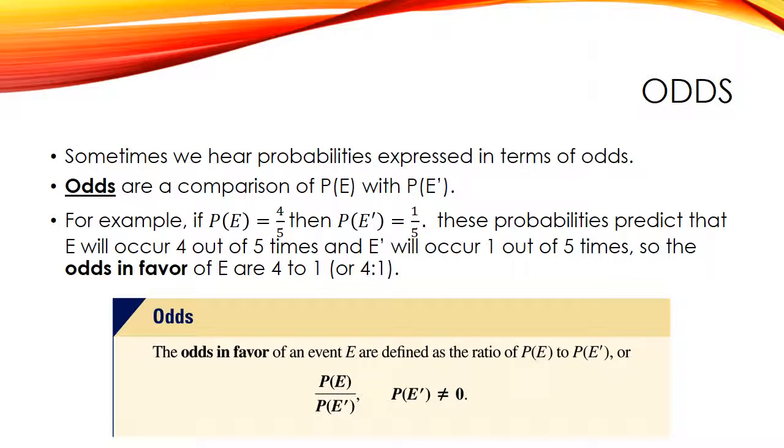So here's the rule for odds. The odds in favor of any event are defined as the ratio of the probability of E to the probability of E prime. And this is fine as long as the probability of E prime is not 0.